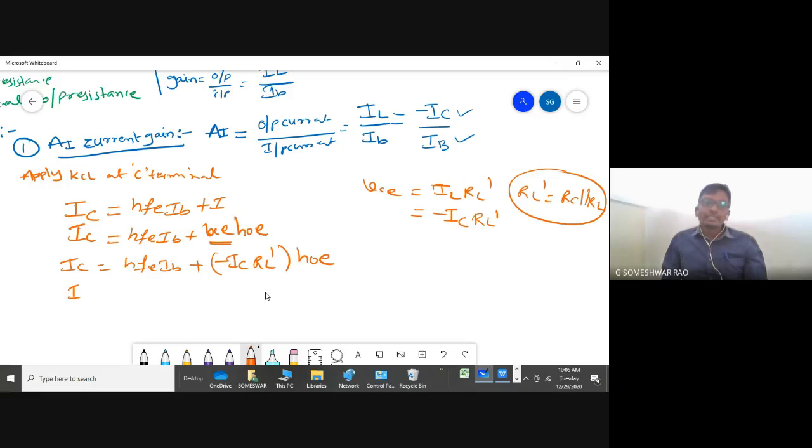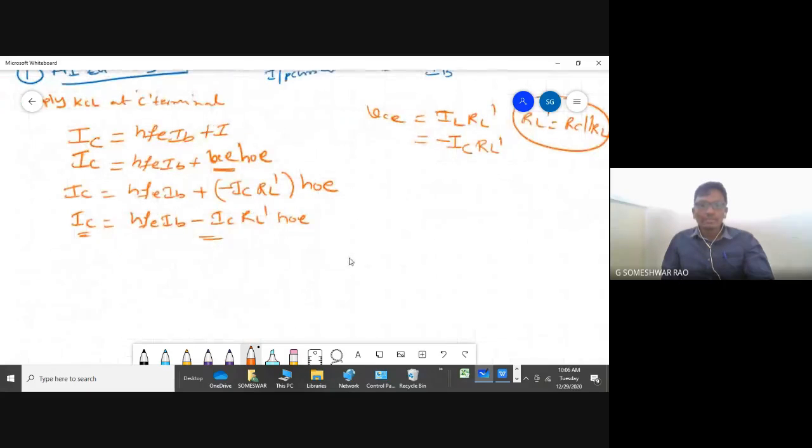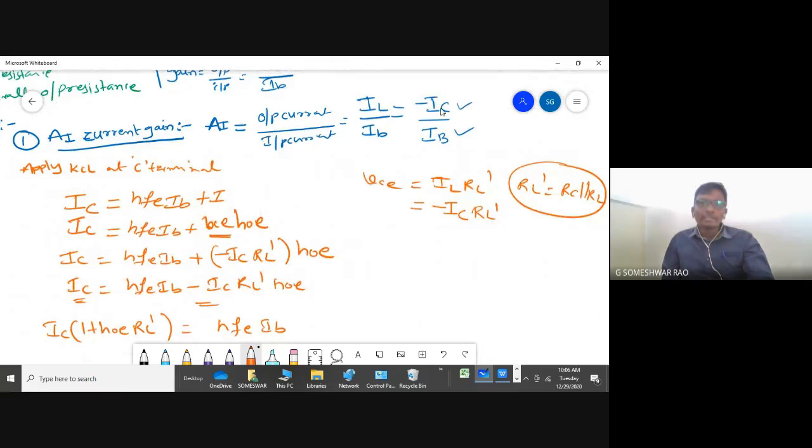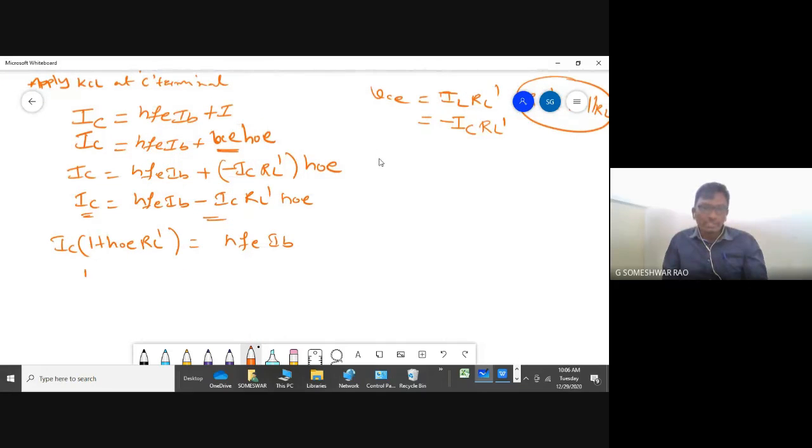So now IC is equals to HFE IB minus IC RL dash into HOE. ఈ రెండిట్లో ఏది కామన్ గా అనిపిస్తుంది? Can I take my IC common in this? Yes or no? So if you take IC common for this, 1 plus HOE into RL dash, which is equals to HFE into IB. So what is the ratio that we require? Current gain ratio ఏది కావాలి చూడండి ఒకసారి. IC by IB కావాలి. సో IC by IB ని ఈక్వేషన్ తెచ్చుకోండి. IC by IB. IC ని ఇక్కడే ఉంచి IB ని తీసుకొస్తే, so what is that we are going to get? HFE by 1 plus HOE into RL dash.